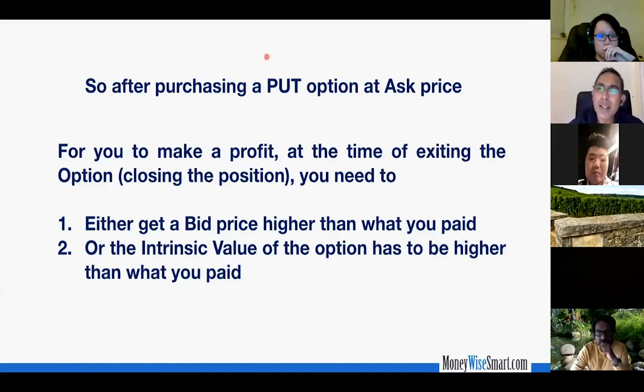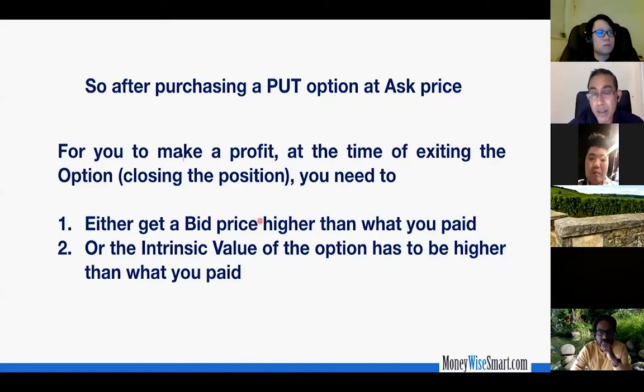And once I have BTO a put option, that is bought to open a put option, I will eventually have to close the option, right? So I can either STC the put option, that is sell to close the put option, or I can exercise the put option. So for me to make a profit at the time of exiting the option or closing the option, we need to either get a bid price which is higher than what you paid, because remember, when you bought at the ask price. So when you're selling, you'll be selling at the bid price.